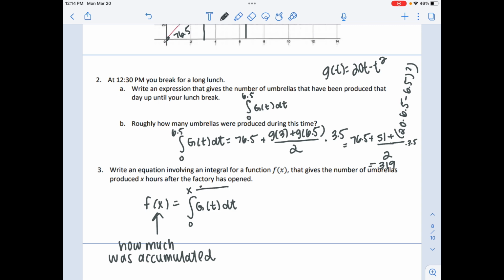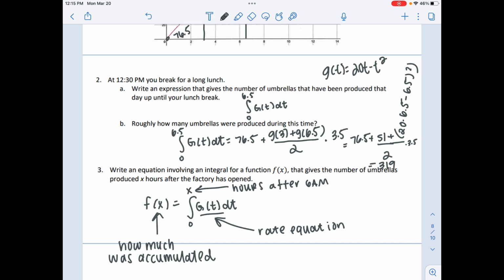X right here stands for the hours after 6 a.m., because that's when they started working that day. And so it's like the amount of hours basically. And then this g of t right here is our rate equation. So we found that the integral from 0 to some unknown amount of hours of g of t equals how much was accumulated altogether. So that is the function we should get altogether.